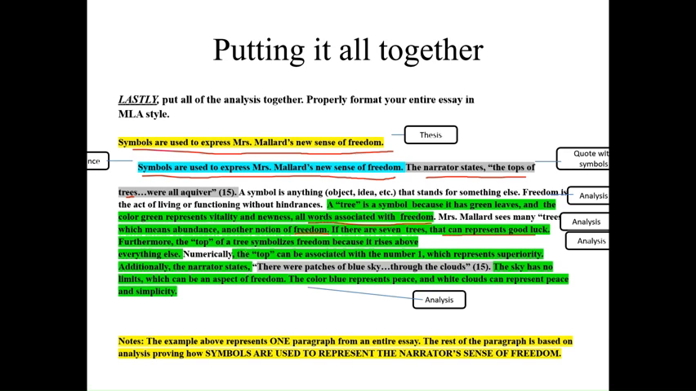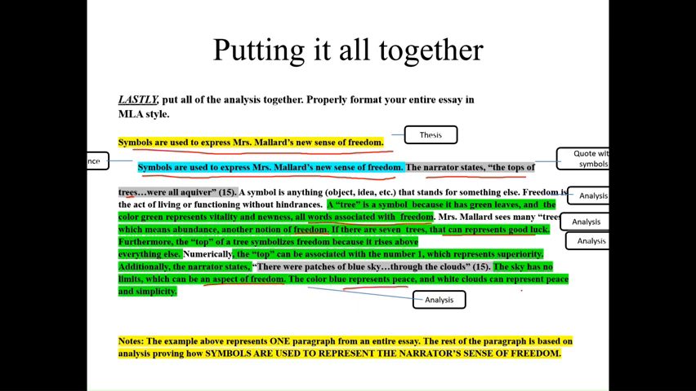And then if we want to extend this paragraph, we can find another quote, a quote that has symbols in it that represent freedom. There were patches of blue sky through the clouds. Sky has no limits, which can also represent freedom, right? The sky, what color is it? Blue, which represents peace, and white clouds can represent peace and simplicity.